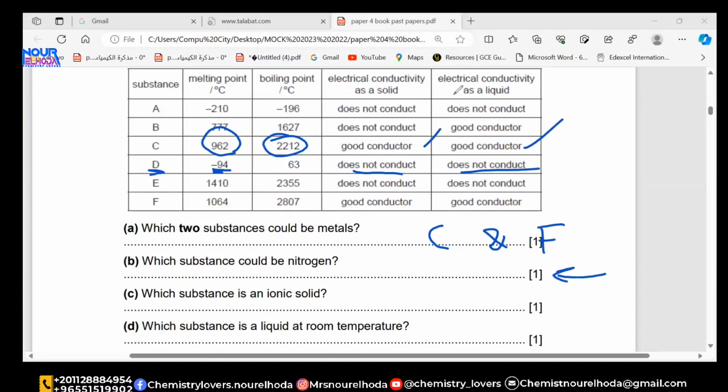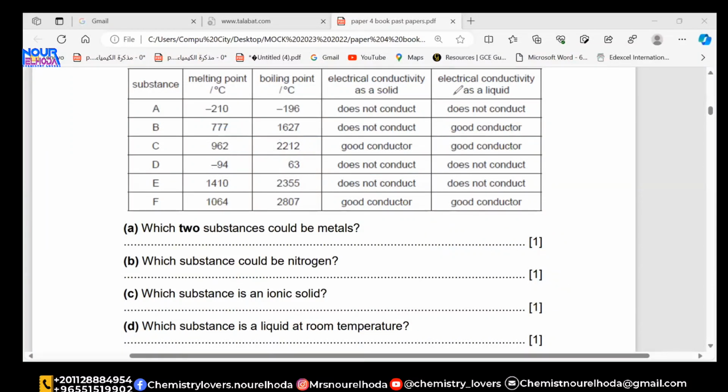How do I know that this substance is nitrogen? Nitrogen is a gas. So it will not conduct and it has a low boiling point. Exactly. But how do I know that this substance is a solid, a liquid, or a gas? In a very easy way.